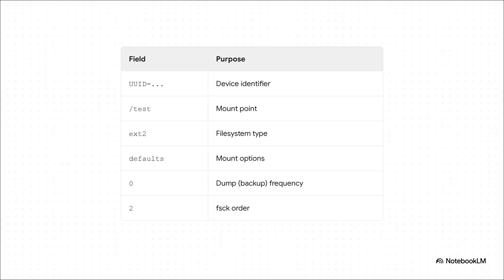At first glance, a line in the fstab file can look pretty intimidating, but let's just break it down. It's really just 6 fields, each with a clear job: which device to mount, where to mount it, what's its file system type, what options to use, and then 2 flags for system maintenance. It's perfectly logical once you see it laid out like this.